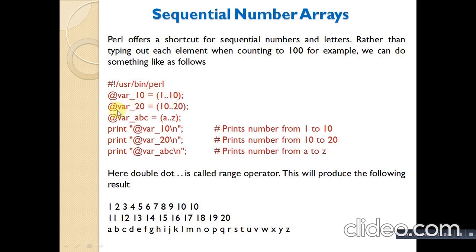Now @var_20 prints the values 10 to 20, and @var_abc prints A to Z. We are printing the values of var_10, which prints 1 to 10, and similarly var_20 prints 10 to 20, and var_abc prints A to Z. Here the dot dot is called a range operator, as I said. Now this will be the output of this program.